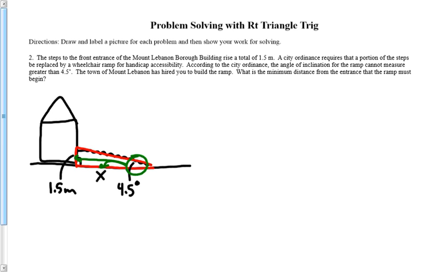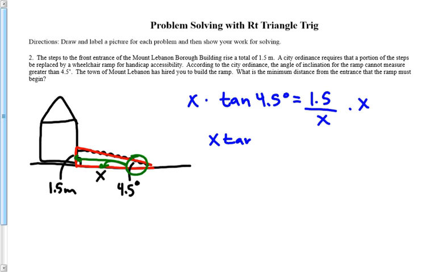So opposite over adjacent, again, is tangent. So I'm going to take tangent of my angle equals the opposite side length over the adjacent side length, which is x. And now I have to solve for x. I'm going to multiply by x on both sides. That gives me x times the tangent of 4.5 degrees equals 1.5. And then I'm going to divide both sides by the tangent of 4.5 degrees.